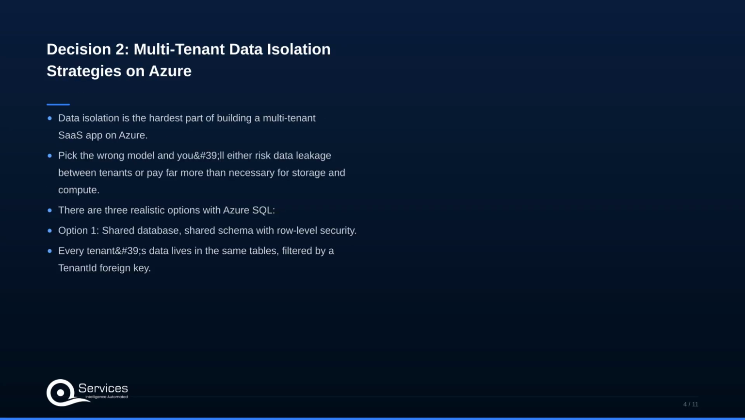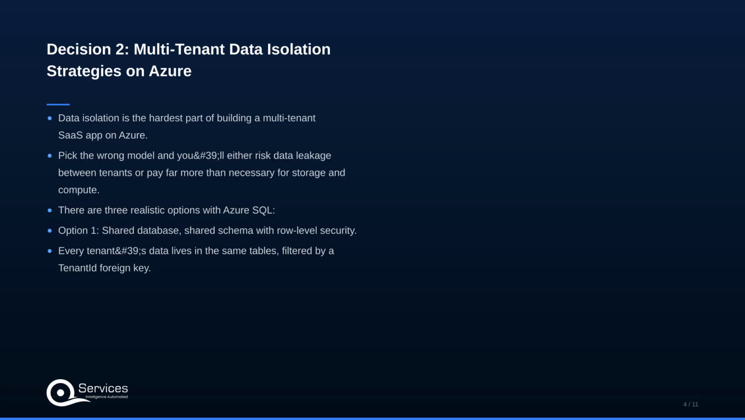Now, next up, Decision 2, multi-tenant data isolation strategies on Azure. Data isolation is the hardest part of building a multi-tenant SaaS app on Azure. Pick the wrong model and you'll either risk data leakage between tenants or pay far more than necessary for storage and compute. There are 3 realistic options with Azure SQL.